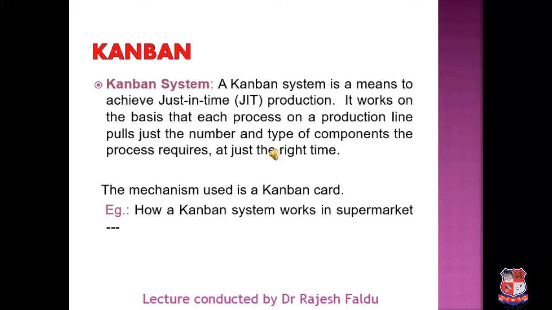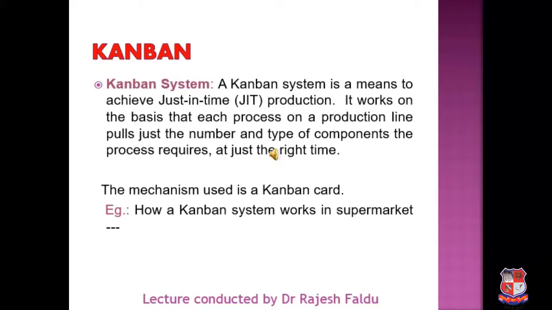Kanban is a Japanese word meaning flag or signal and is a visual aid to convey the message that action is required. JIT uses a Kanban system. The Kanban system works on the basis that each process on a production line pulls just the number and type of components the process requires at just the right time.